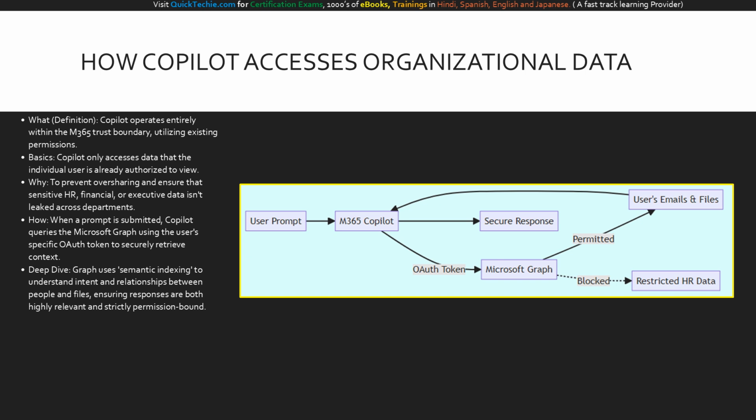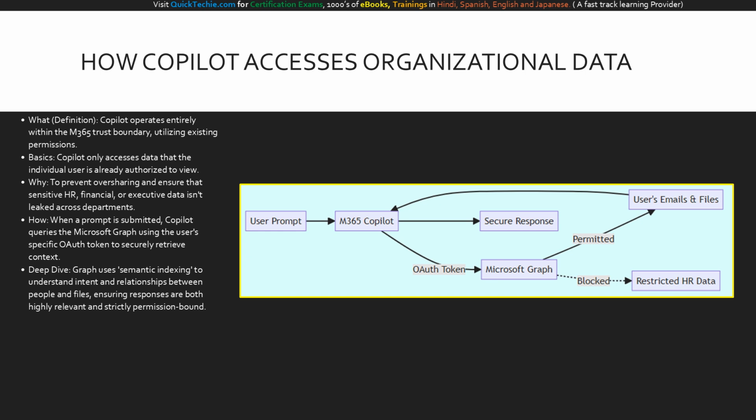How does this work? Through Microsoft Graph. When a user asks Copilot a question, the system uses that user's unique OAuth token to query the graph. Graph acts as a secure gateway, applying semantic indexing to find conceptually relevant files, but strictly filtering out anything the user lacks permissions for. This means Copilot security is only as good as your underlying data governance.